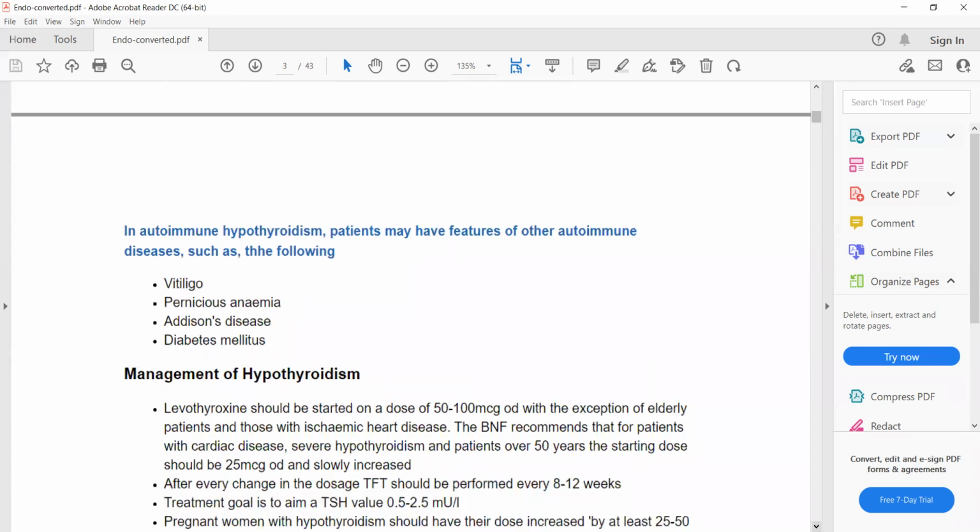In Hashimoto thyroiditis, the patient will have features of other autoimmune diseases such as vitiligo, pernicious anemia, Raynaud disease, and diabetes mellitus.